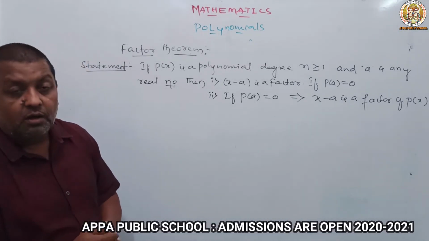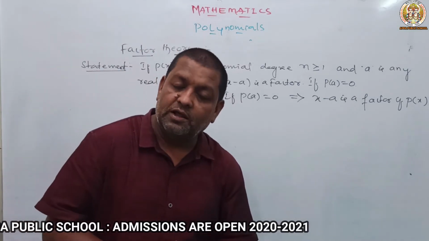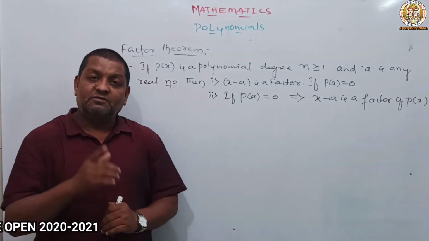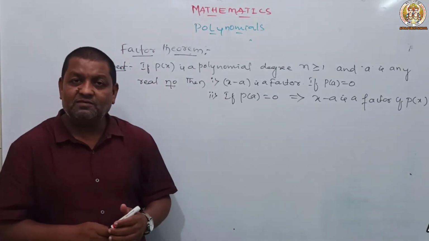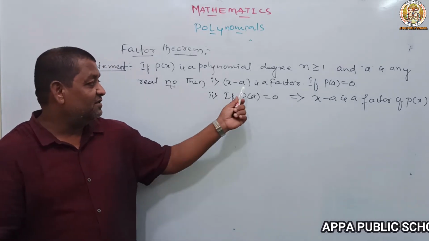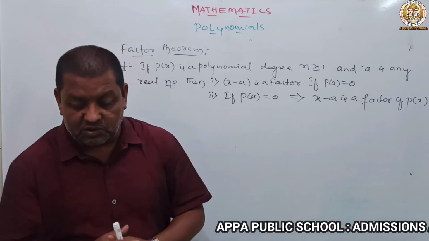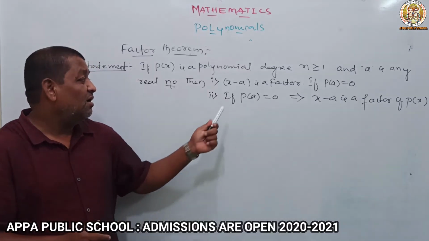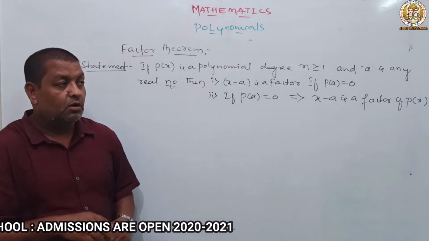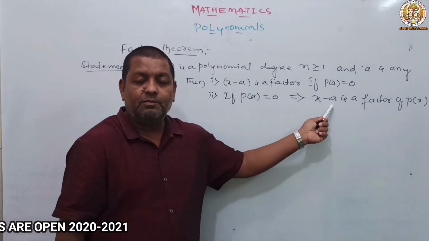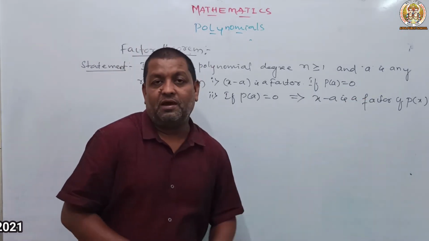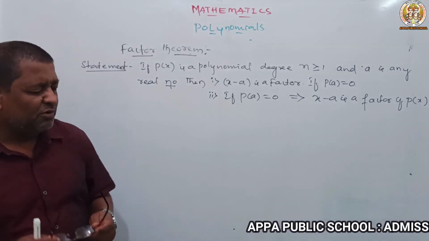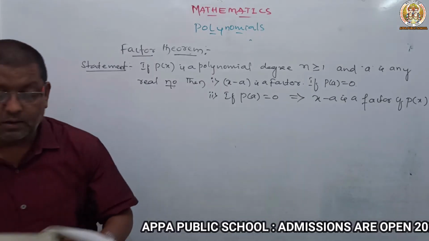Let me tell you: p of x is a polynomial of degree equal to or more than 1 and a is any real number or constant. Suppose x minus a is a divisor of p of x. When we say x minus a is a factor, it means the remainder should come 0. In the second case, the reverse: if the remainder becomes 0, then the given linear polynomial is a factor of p of x. So let me do one example, now you will understand better.